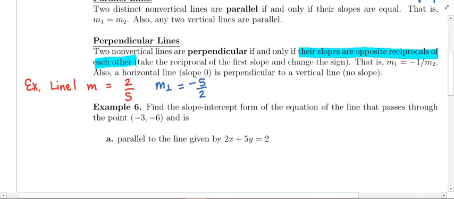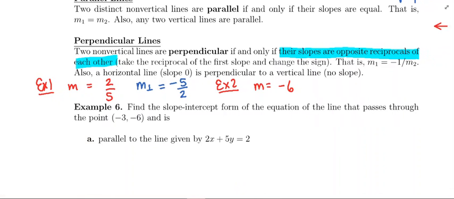Let me do another one here. Let's erase this. Let's call this example 1. And then over here, I'll do another one. Let's go to example 2. Let's say we started with a slope of -6. What would be the perpendicular slope? I'm trying to find m perpendicular.